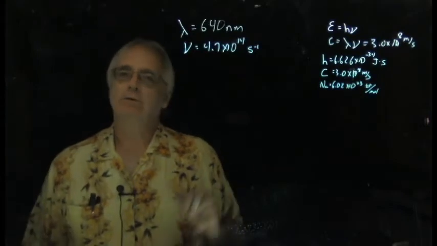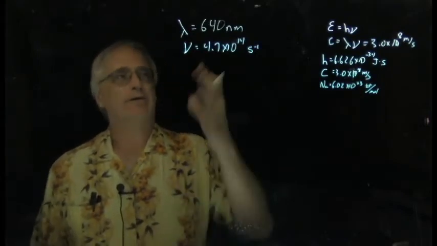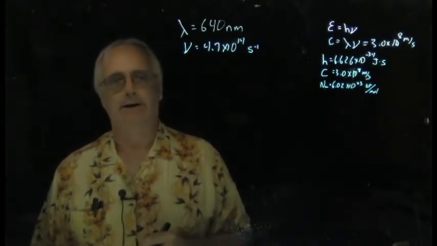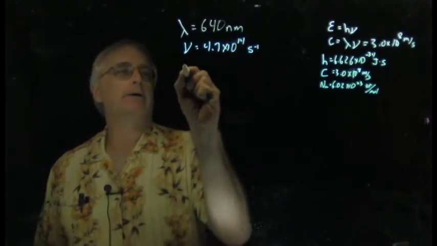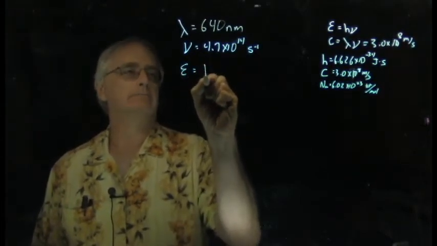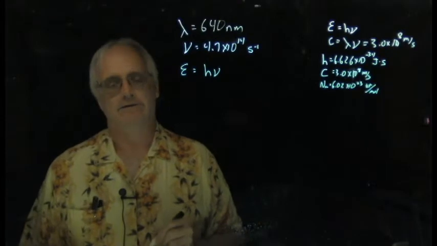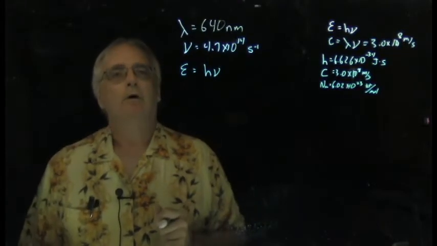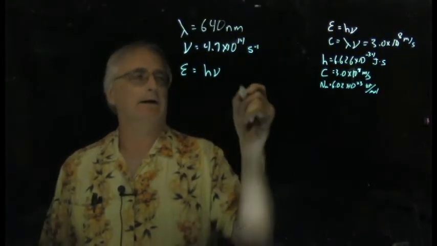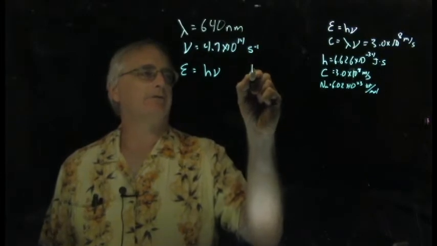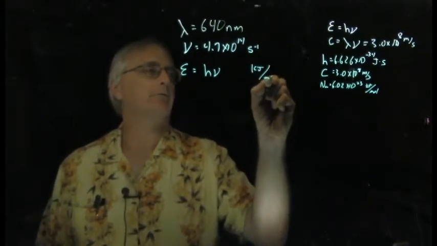The next one was energy. Okay, what is the energy of light at 640 nanometer wavelength? And of course, we're going to use the little energy of light equation. Now, we're going to express this not in standard chemistry type units of kilojoules per mole.